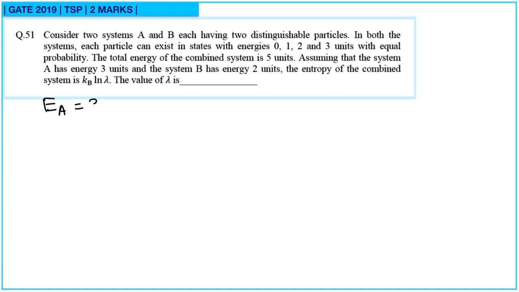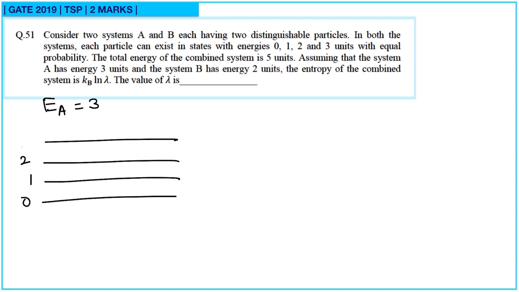So here it is given that EA is equal to 3 and we have 4 energy levels, that is 0, 1, 2 and 3, and we have 2 particles and they can be in any of these energy levels, but the condition is the total energy should be 3. So if one particle is in the 0 state, then the second one has to be in the 3rd state, or they can be in 2, 1 states. So there are 4 possible combinations. So the number of microstates in A is 4.